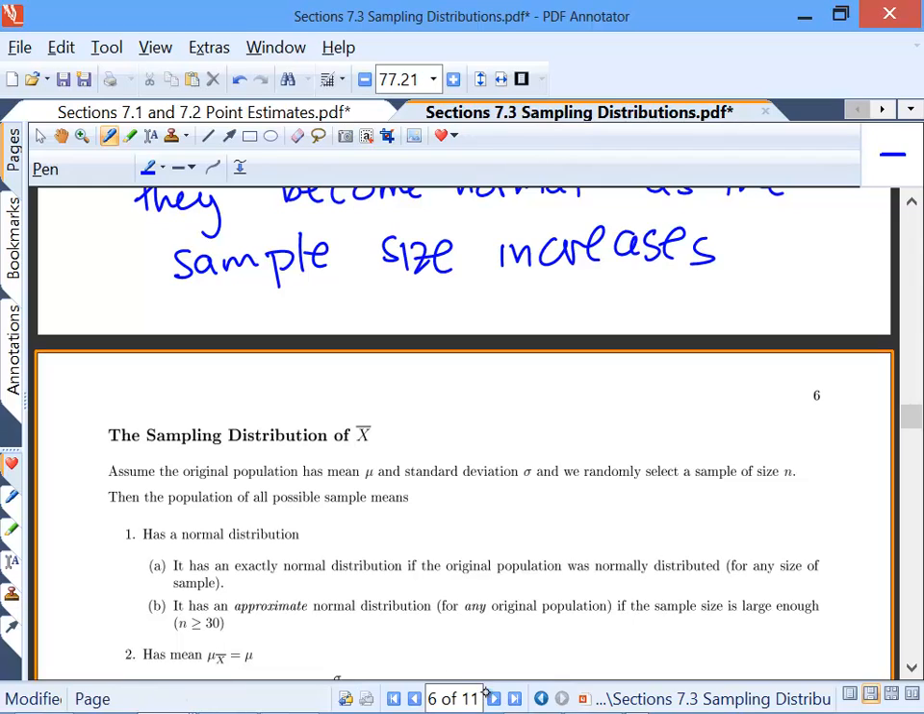Now it's exactly normal if the original population was normally distributed, and that will hold for any size of sample. But it's going to be approximately normally distributed for any original population if the sample size is large enough. Our rule of thumb for that is if n is at least 30, and that's actually a pretty conservative rule of thumb.